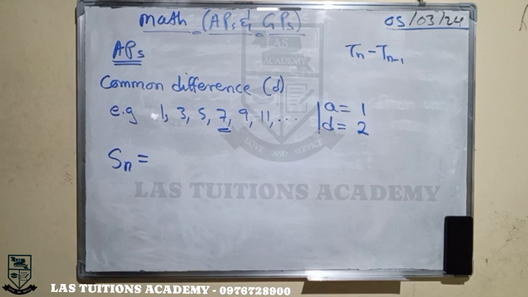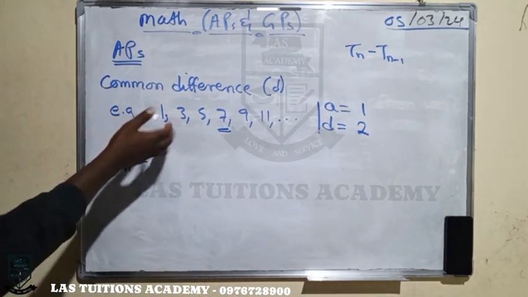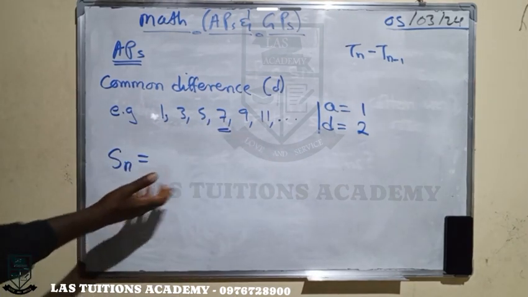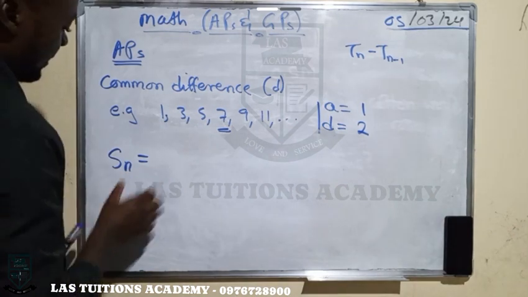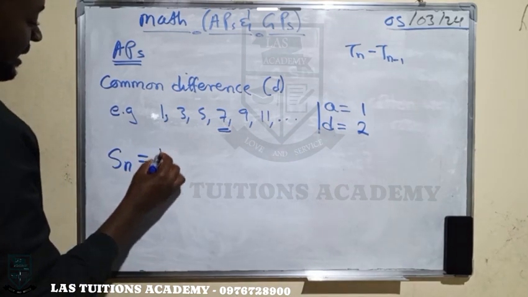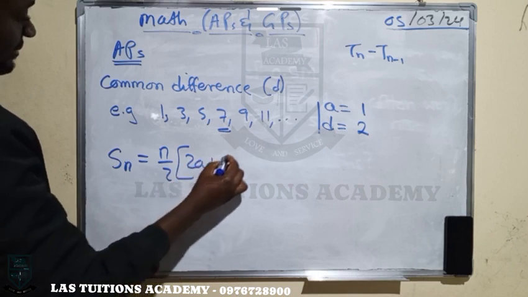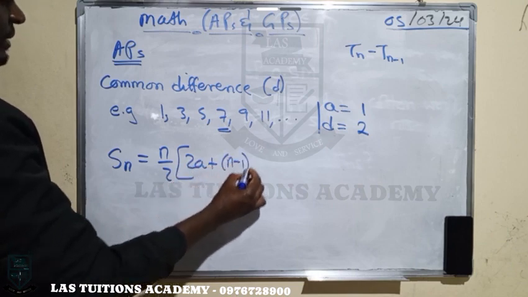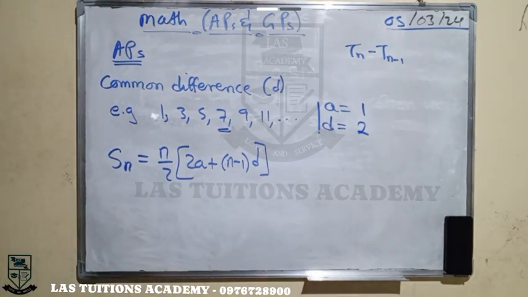So for AP, we have the formula for finding the nth term, which I just showed you here, and also the formula for finding the sum to the nth term, which is simply n over 2 times (2a plus (n minus 1)d). So that is the formula for finding the sum to the nth term.